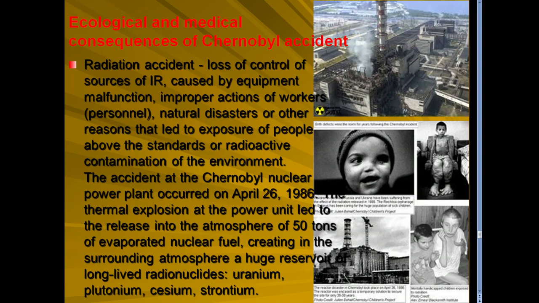The accident at the Chernobyl nuclear power plant occurred on April 26, 1986. The thermal explosion at the power unit led to the release into the atmosphere of 50 tons of evaporated nuclear fuel, creating in the surrounding atmosphere a huge reservoir of long-lived radionuclides: uranium, plutonium, cesium, strontium.